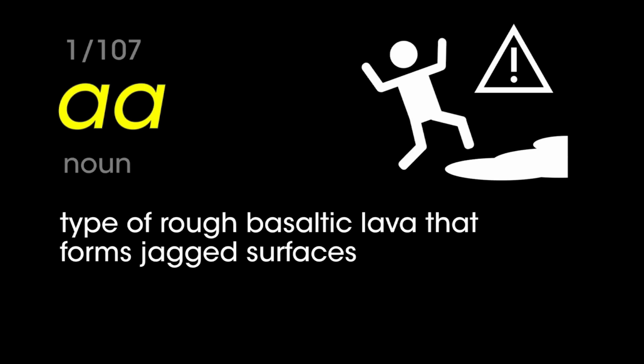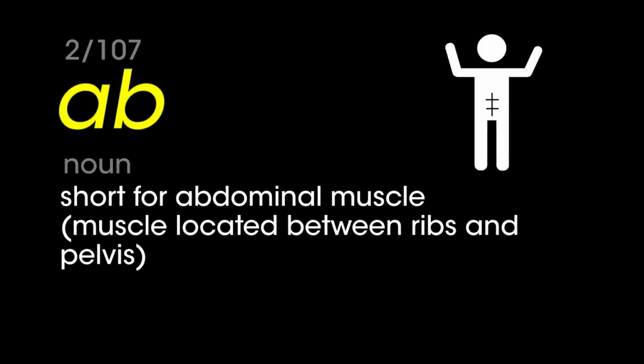Okay, A. We have AA, or I believe it's pronounced ah. Kind of a strange one. And it's a type of rough basaltic lava that forms jagged surfaces. AB is short for abdominal muscle, you know. Shout out to those of you who have them.